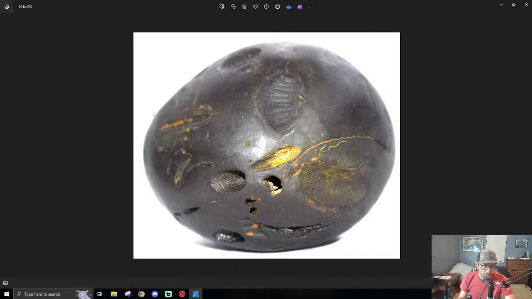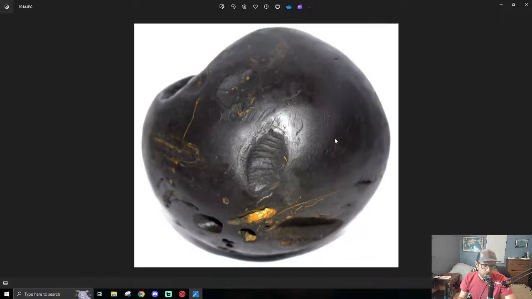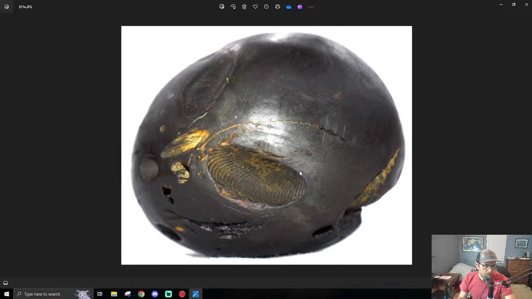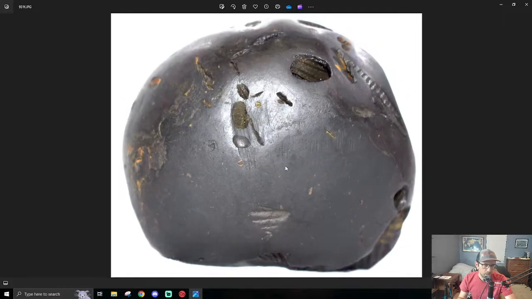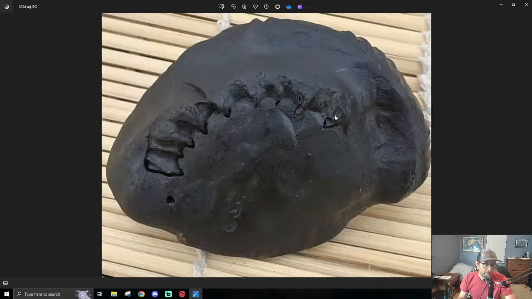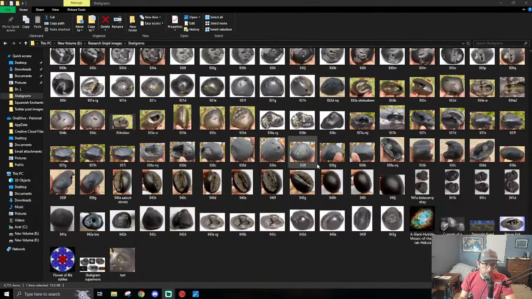Oh my god, this Shaligram. Oh my god. Oh my god. There's the... Okay. Let's see. I wanted to mention this one.